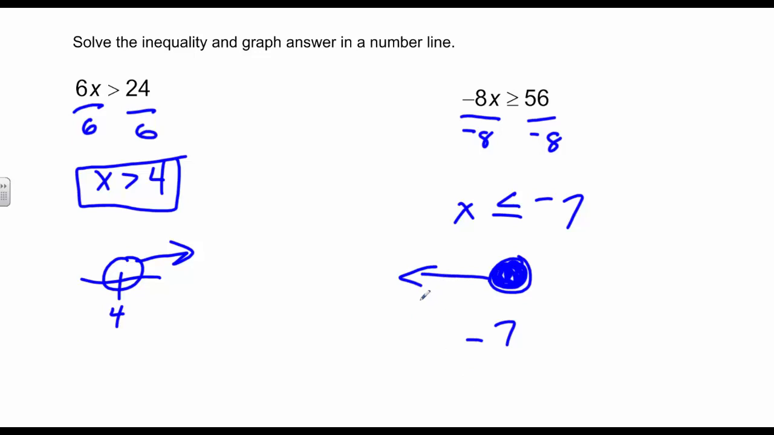If I pick any number to the left and plug it in to x, I'll get a true statement. Well, a number less than -7 is -10. Let's say I was to put -10 here. Then I have positive 80 is greater than 56, and that worked. If I was to pick a number like 0, because that's to the right, it shouldn't work. So put a number like 0 in here. 0 times -8 is 0. That's not greater than 50, so that wouldn't be true. So it appears that my answer checks out.